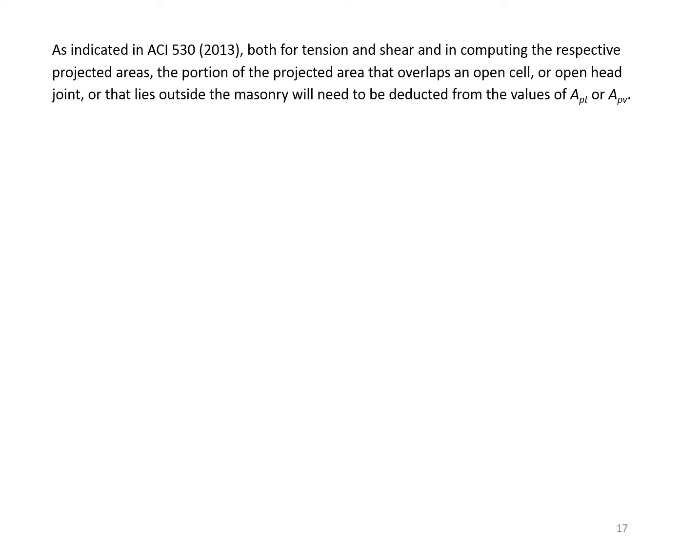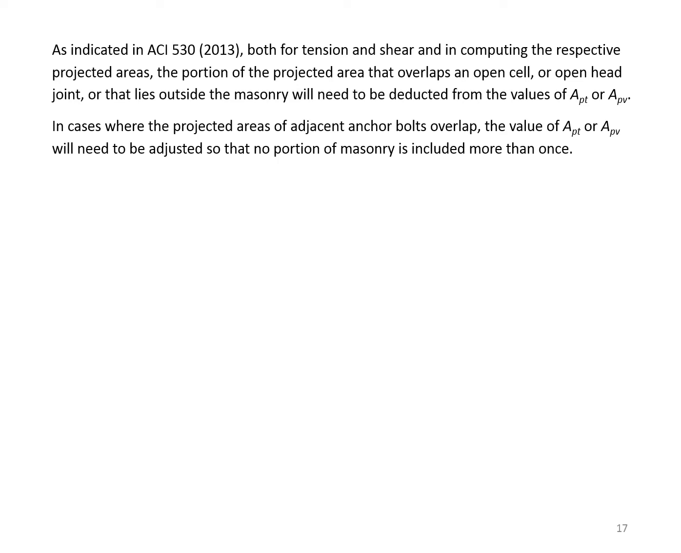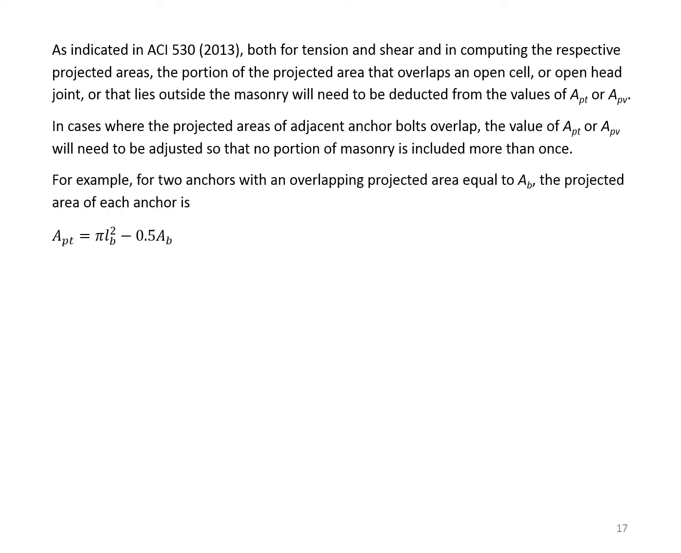As indicated in ACI 530, both for tension and shear and in computing the respective projected areas, the portion of the projected area that overlaps an open cell or open head joint or that lies outside the masonry will need to be deducted from the values of A_PT or A_PV. In cases where the projected areas of adjacent anchor bolts overlap, the value of A_PT or A_PV will need to be adjusted so that no portion of masonry is included more than once.